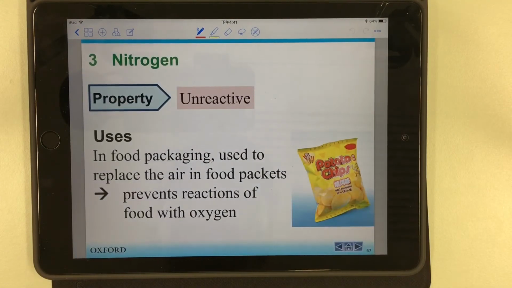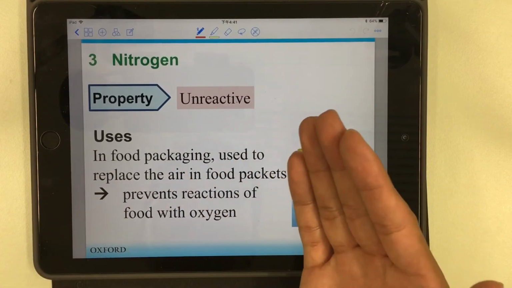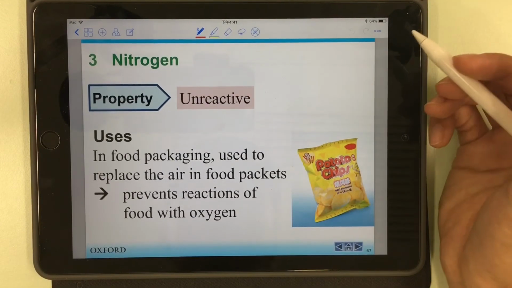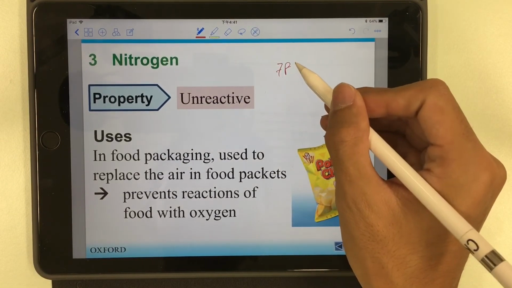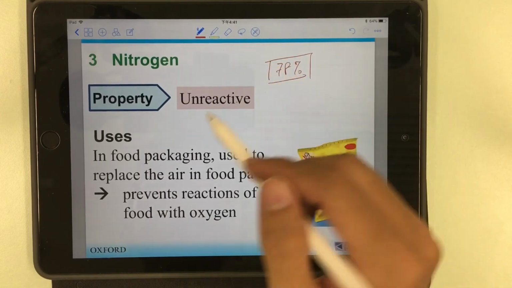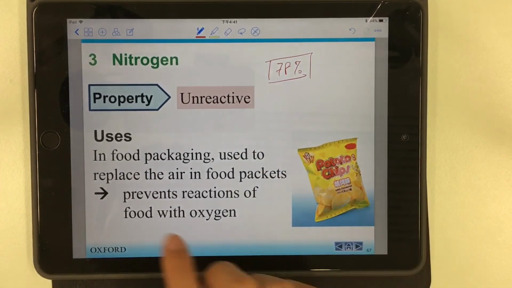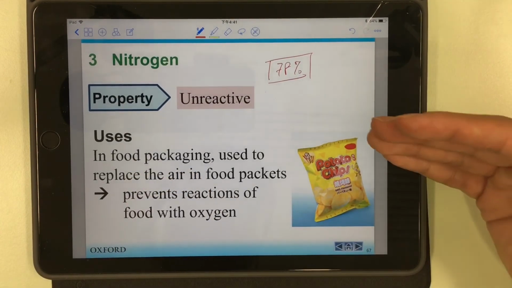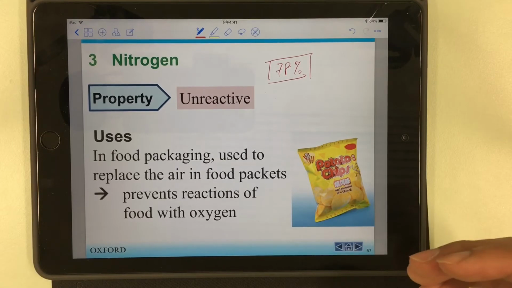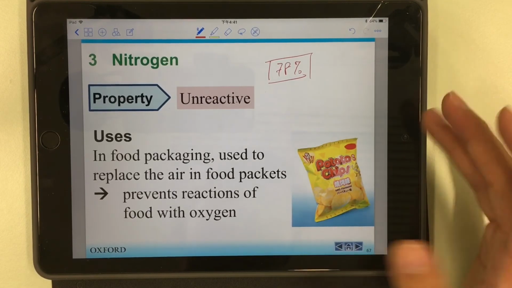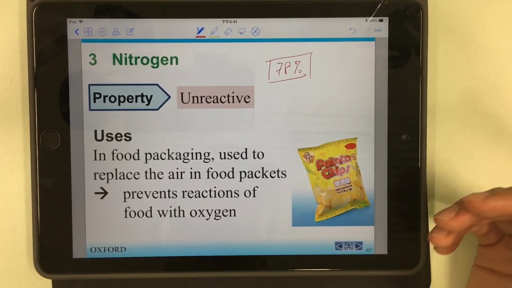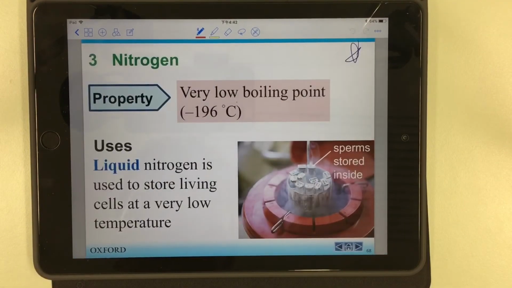And the third gas is nitrogen. Nitrogen is very unreactive. It makes up a large portion of our air, about 78%. Because it is unreactive, its uses include food packaging. Sometimes we fill it inside potato chip bags to prevent the food from reacting with oxygen, avoiding oxidation, so the chips stay crispy.